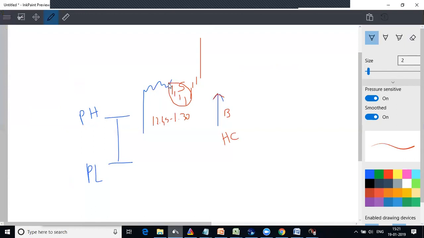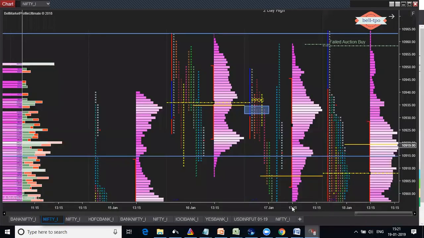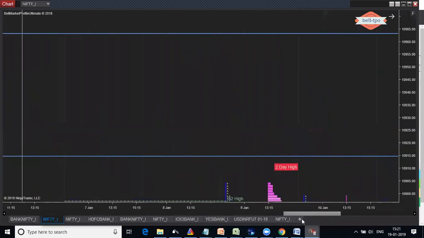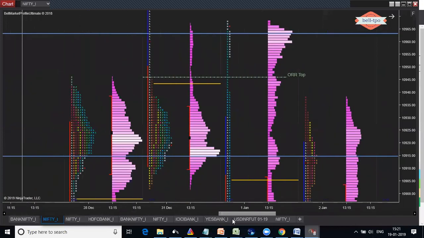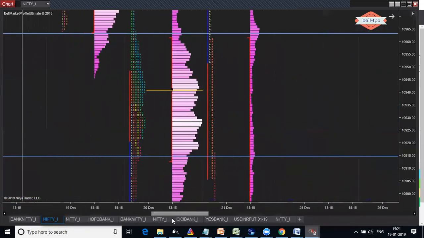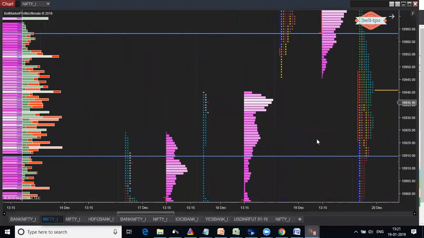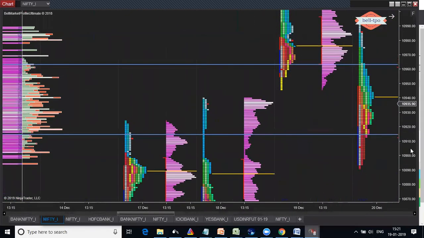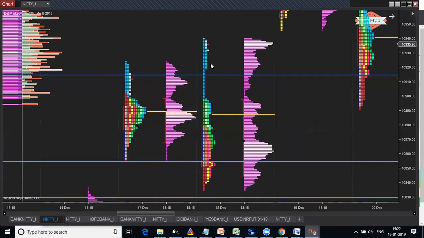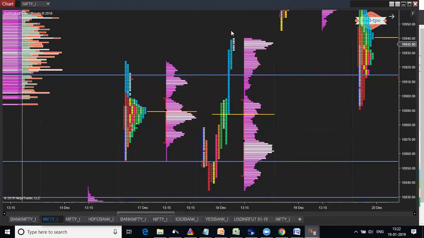Maybe I can show you a similar setup in Nifty. Last month, a similar setup arose in the December series. I think this is the day. Not this one.